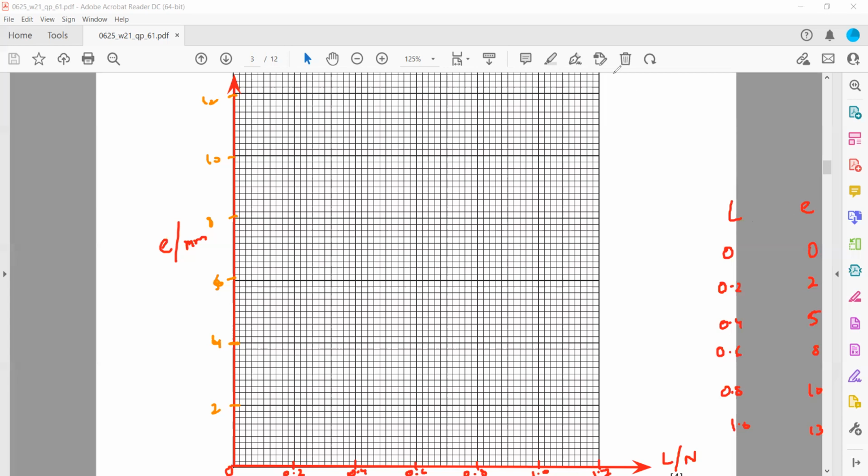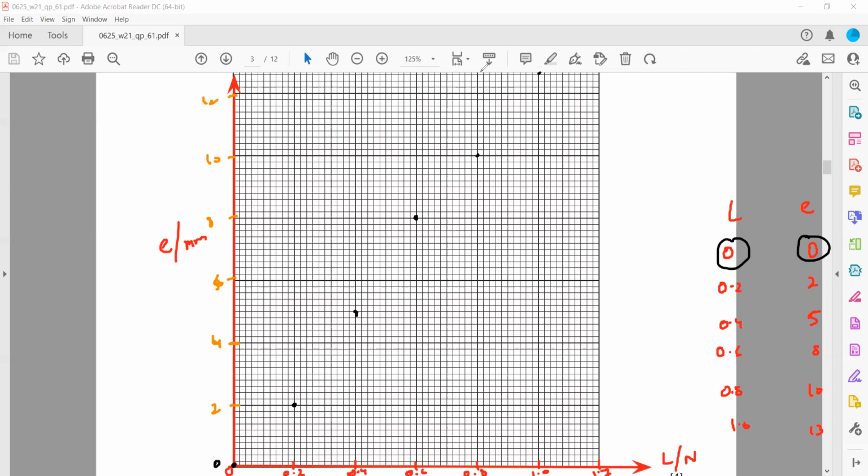Now we plot the result. Try to use thin lines or small spots or dots to represent the points on the graph. When load is 0, extension is also 0. That is our first point. When load is 0.2, extension is 2. When load is 0.4, extension is 5, so between 4 and 6, I will have 5. Then 0.6 and 8, then 0.8 and 10, and 1 and 13, so 13 will be a bit up somewhere here.